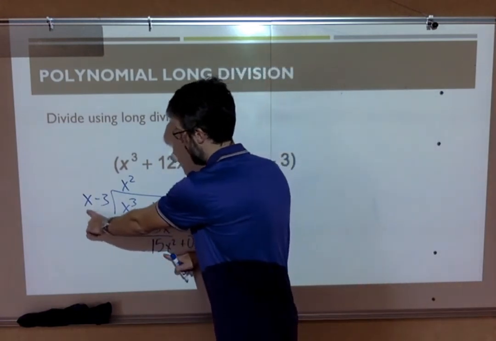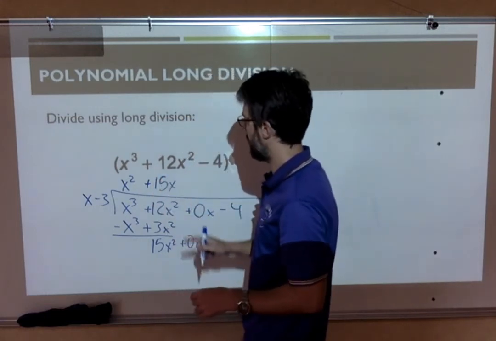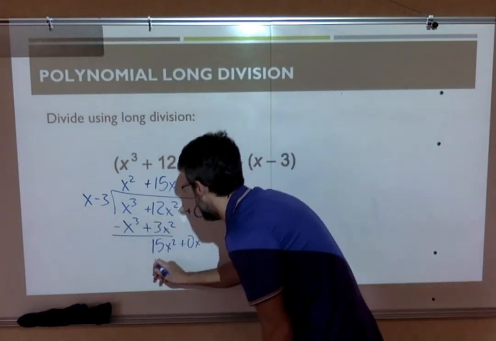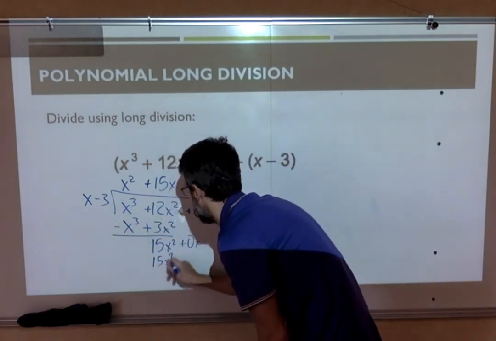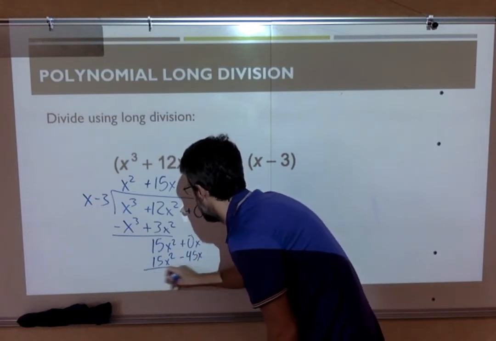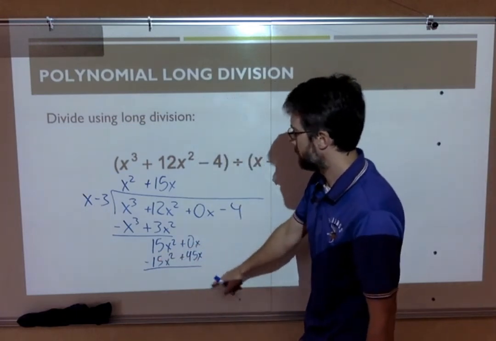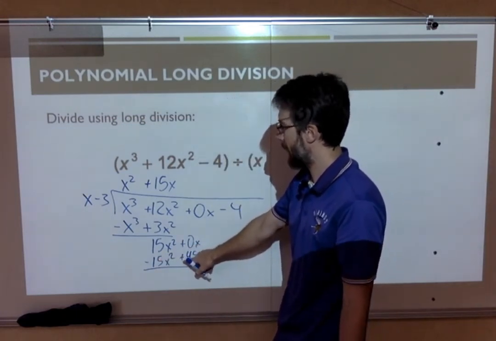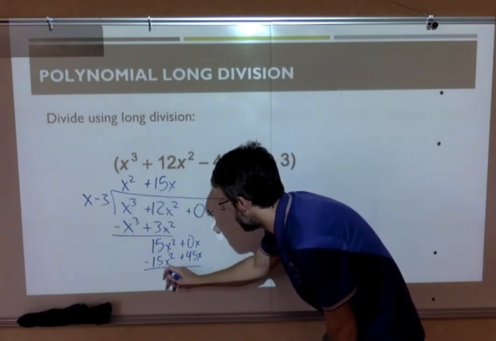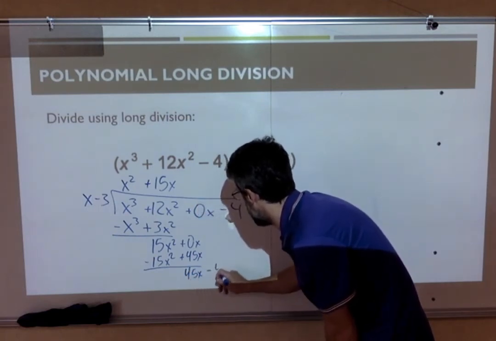15x squared divided by x is plus 15x. When I multiply 15x by both of these, I get 15x squared minus 45x. Minus plus, so I'm changing the signs. It doesn't always end up being a plus here, it just happens to be because we're minusing a negative each time. So those cancel out. This becomes 45x. We'll bring down the minus 4.